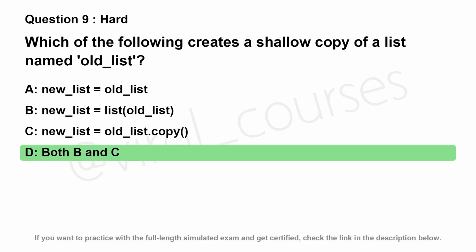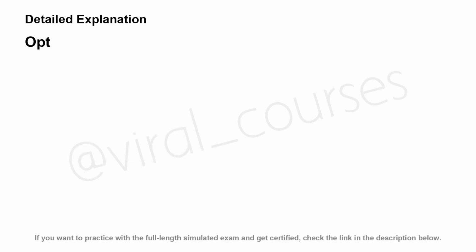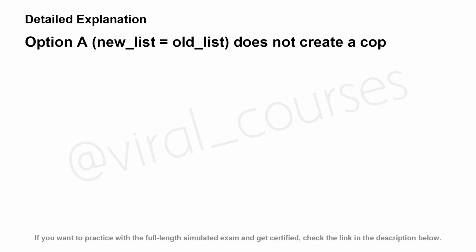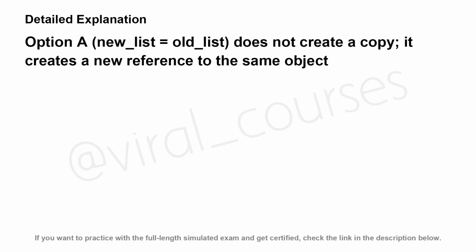The correct answer is D. Option A. new_list = old_list does not create a copy. It creates a new reference to the same object in memory.